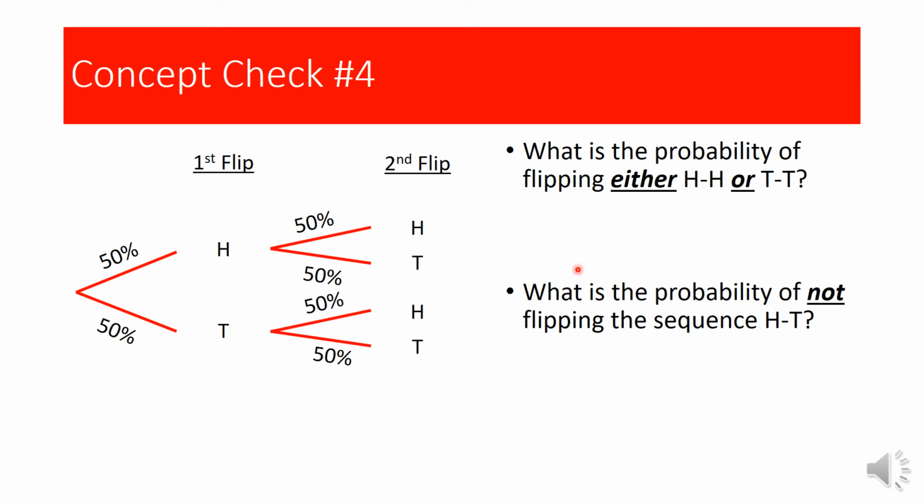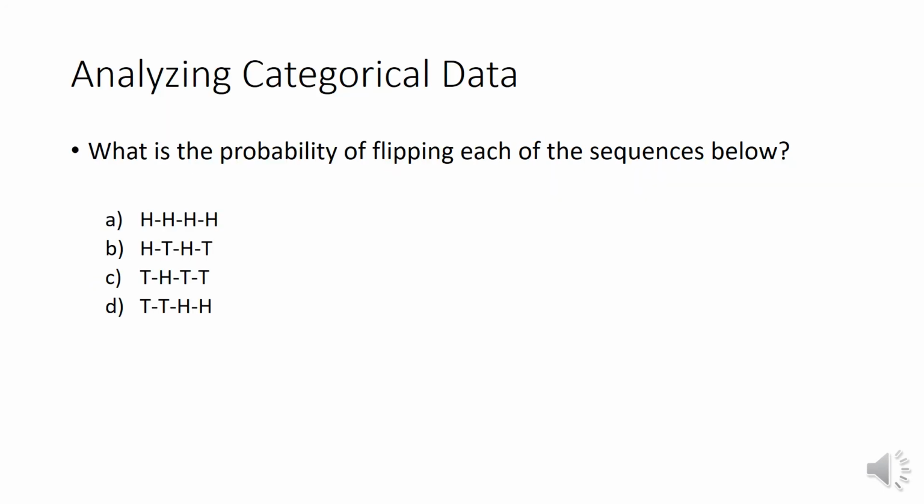All right, now a similar question. What is the probability of not flipping the sequence first heads and then tails? So what is the probability of not flipping this sequence in particular? So take time to think about what the answer to that is. When you're done, unpause the video and we'll continue. Okay, so let's move on.